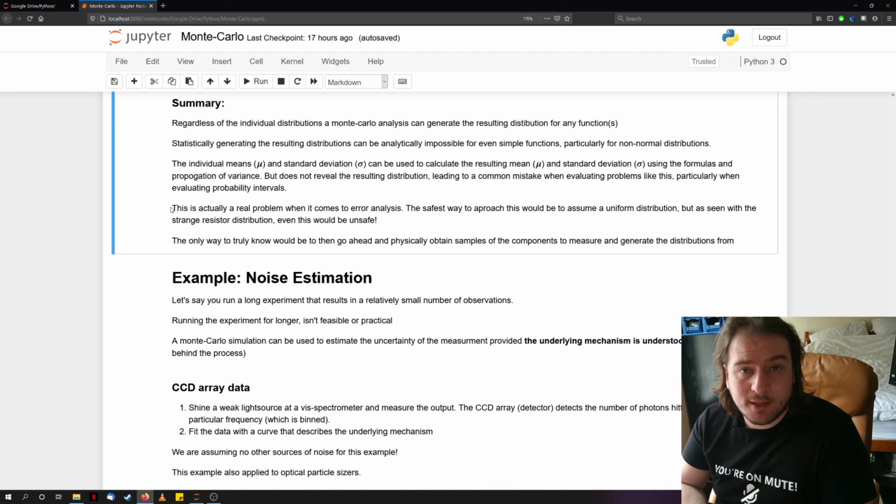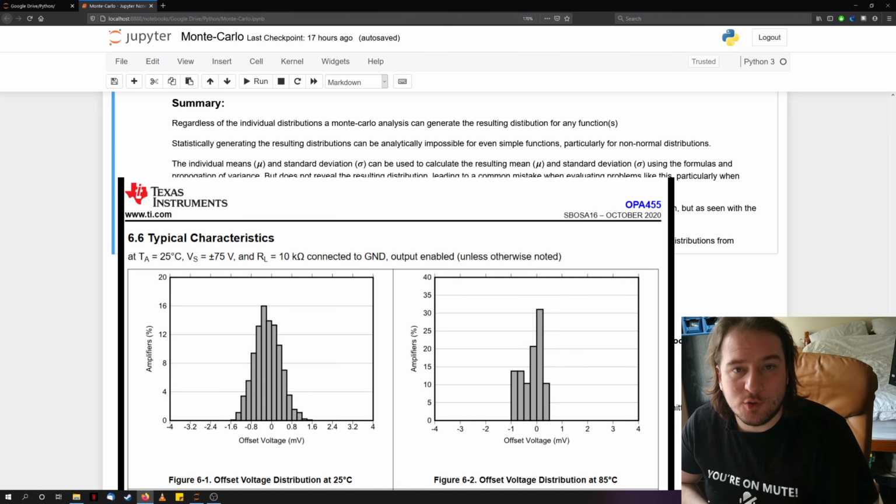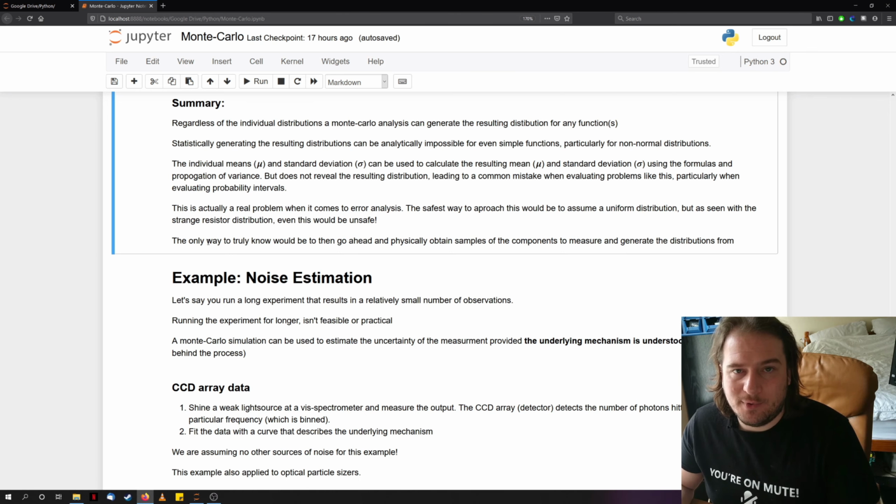So for example, in a lot of data sheets for electronic components, like op amps, you will see histograms of the typical, say, offset voltage on the input. So some manufacturers do this, but not all. And so the only true way to know that would be to actually get samples and measure them.